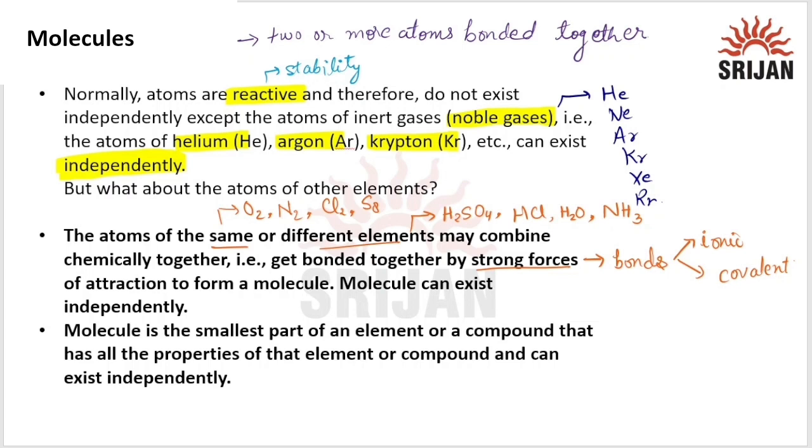sharing of electrons. So, a molecule is the smallest part of an element or compound. If it is an element, it has the same kinds of atoms. If it is a compound, then different atoms. It has all properties of that element or compound and can exist independently. So, it is to be noted here that a molecule can exist independently.